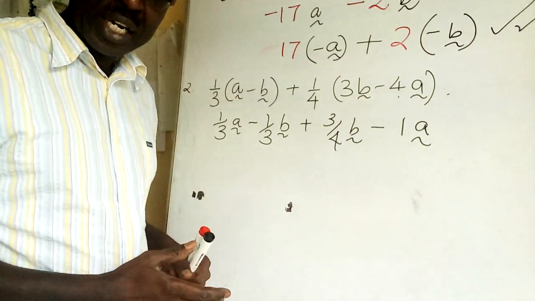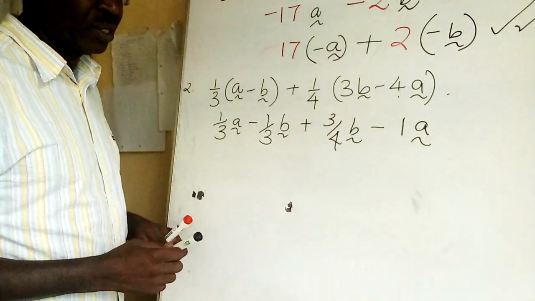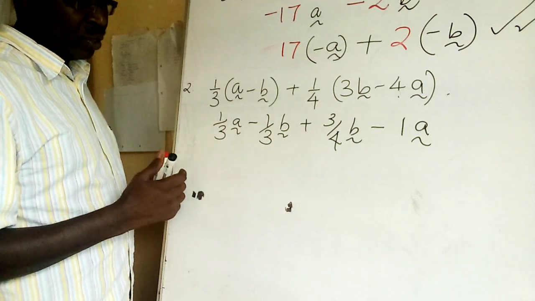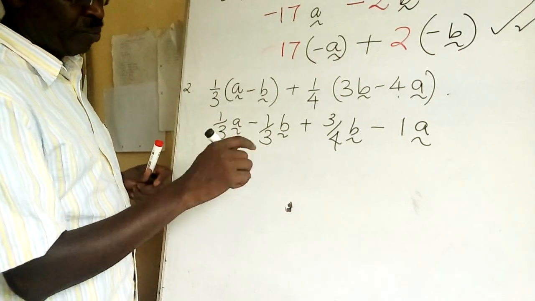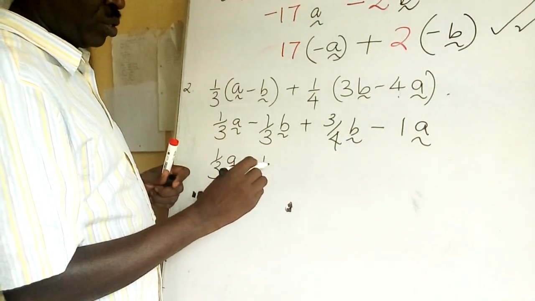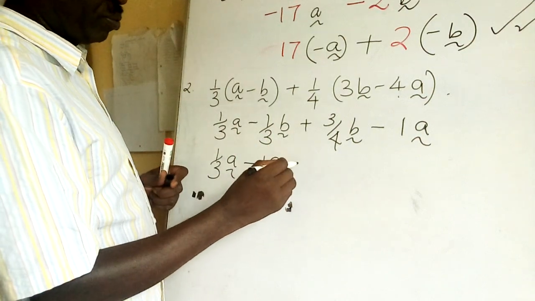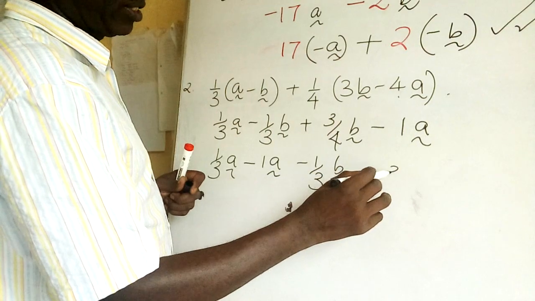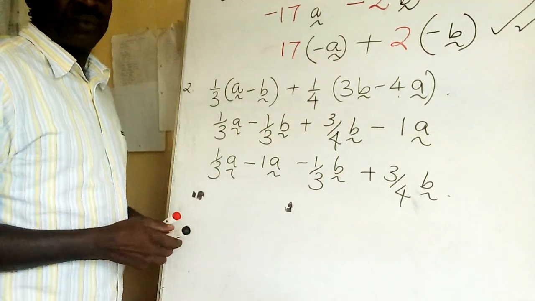I've opened the bracket. Now I have to collect like vectors. So I start with a third vector A. Then I bring this vector A. Then I go with B's now. Over 3 vector B. Then plus 3 over 4 vector B.